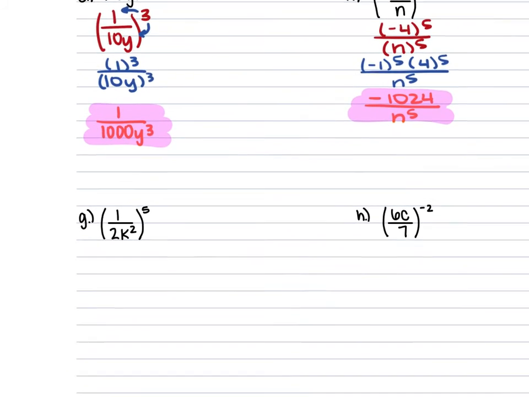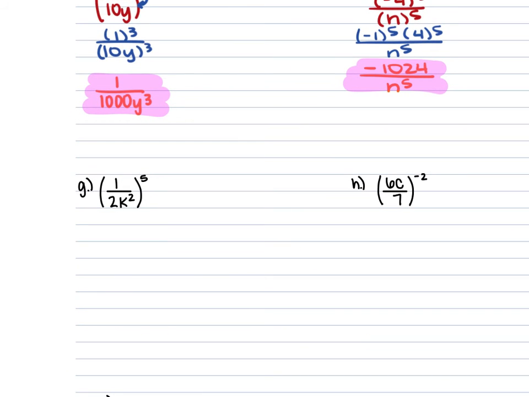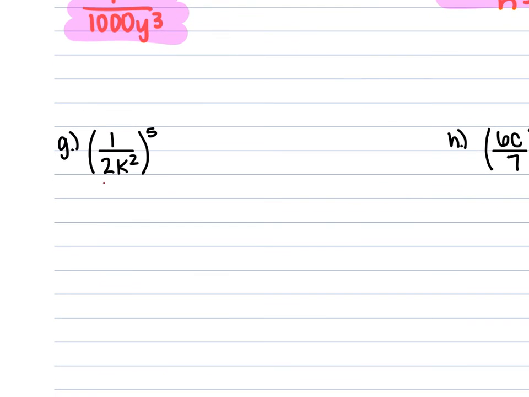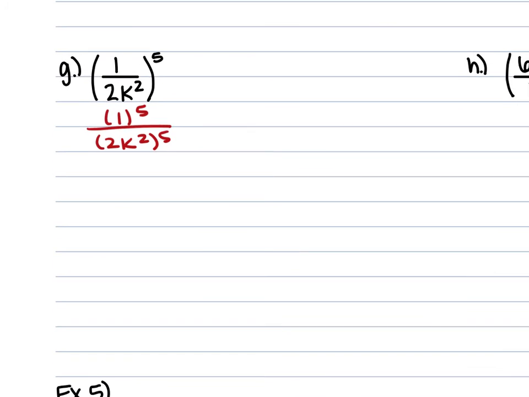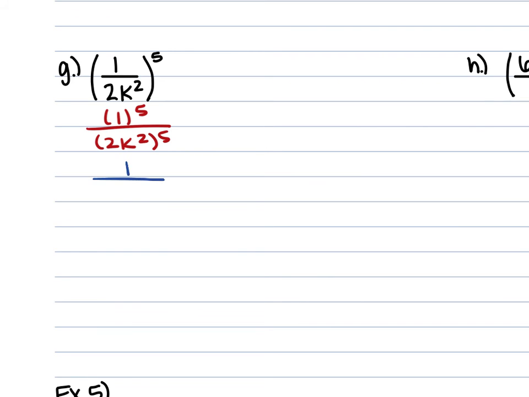For example, G, we have 1 over 2k squared all raised to the 5th power. So again, I'm going to apply that power to both the numerator and the denominator. So it's going to give us 1 to the 5th power over 2k squared to the 5th power. So again, I want to think on that denominator. I have more than one term practically in the denominator in those parentheses. So the 5 is going to go to both the 2 and the k squared. So that 1 to the 5th power we know is just 1.